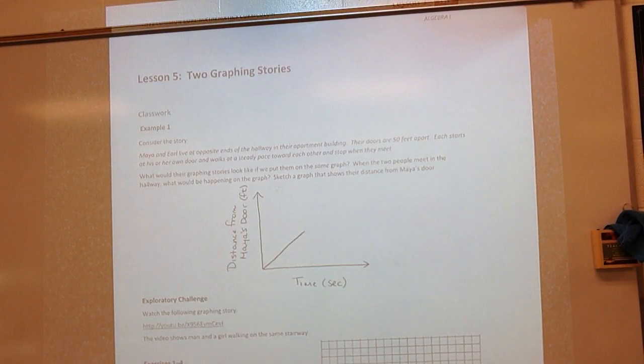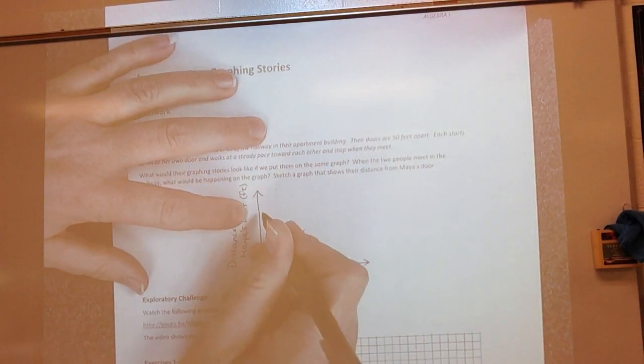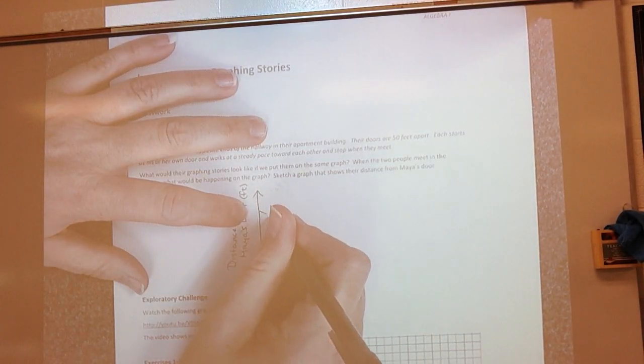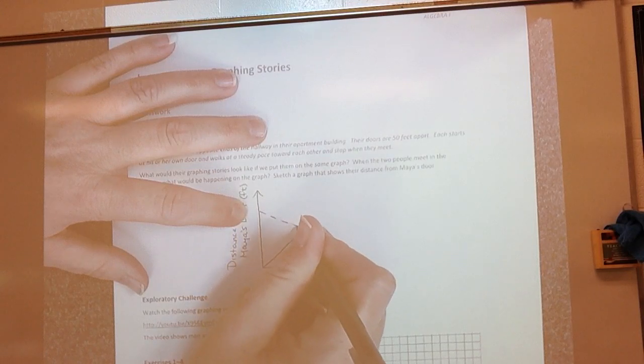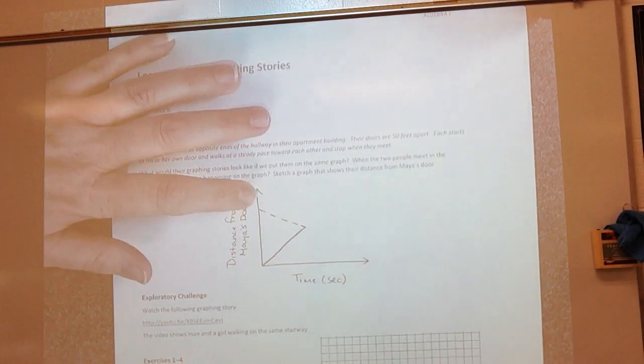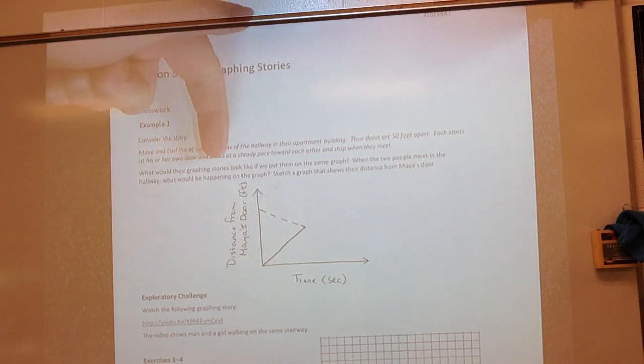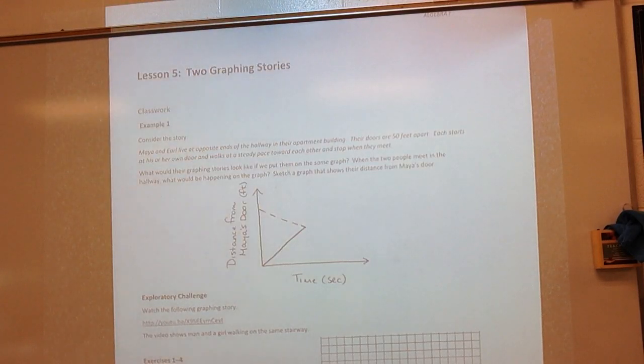Earl is starting at his door, and it says his door is 50 feet away from Maya's. Okay? So Earl, we're going to come up here, and we're going to start Earl. Now, I'm going to use a dashed line for Earl. And look what happens. They eventually meet.